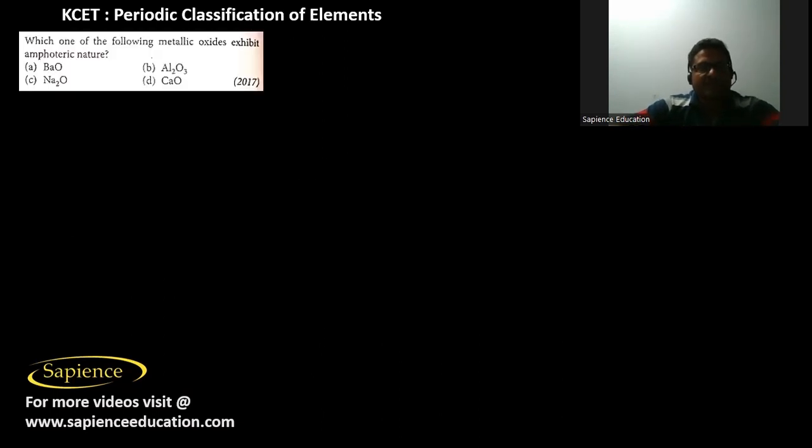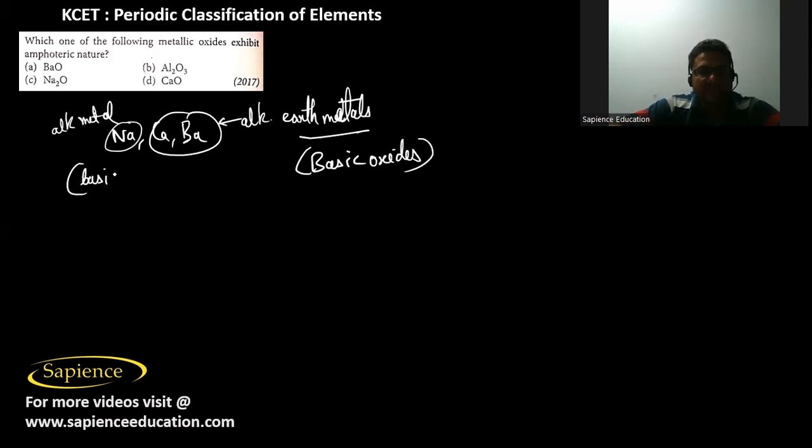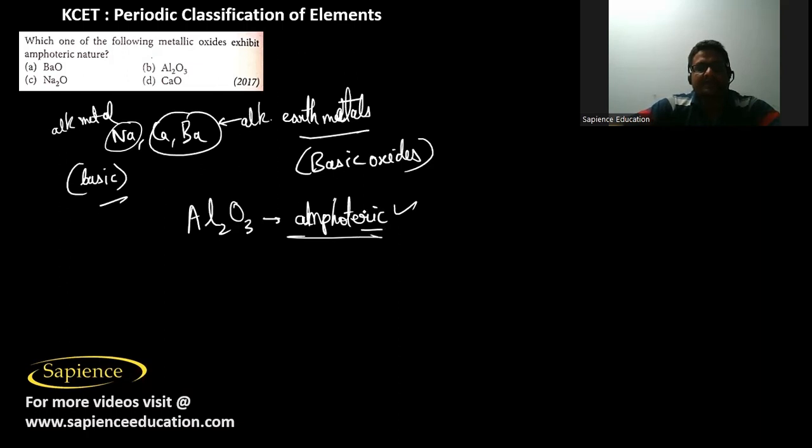Then here it is told which one of the following metallic oxides exhibit amphoteric nature. So here calcium and barium, they are alkaline earth metals. So their oxides will be basic in nature. And sodium is an alkali metal, so its oxide also will be strongly basic in nature. And only aluminum oxide will be amphoteric in nature, since it can act as a basic oxide also, or it can act as an acidic oxide also. So option B is the correct answer.